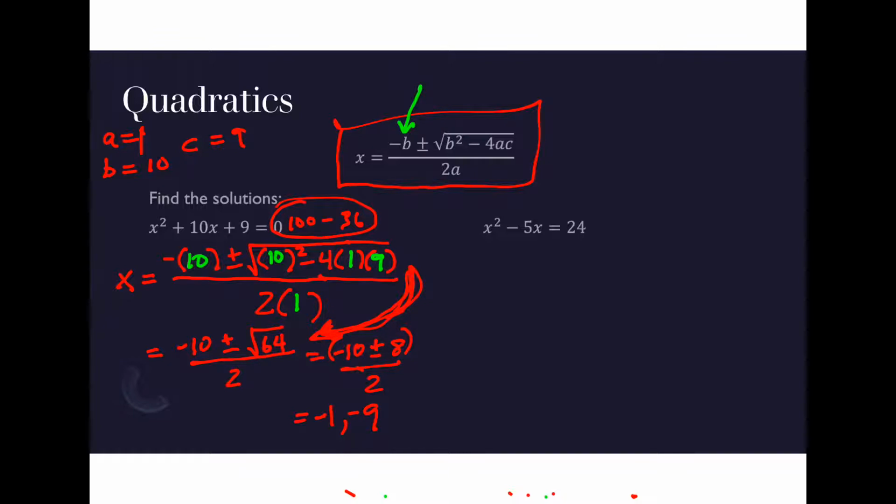So we have 2 solutions for this particular equation. Negative 1 and negative 9 are the 2 values of x that are my solutions for that equation. Now let's go to the next one.